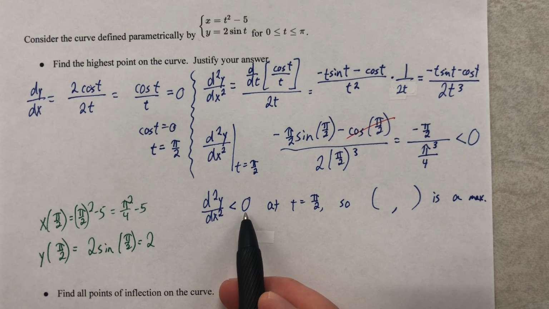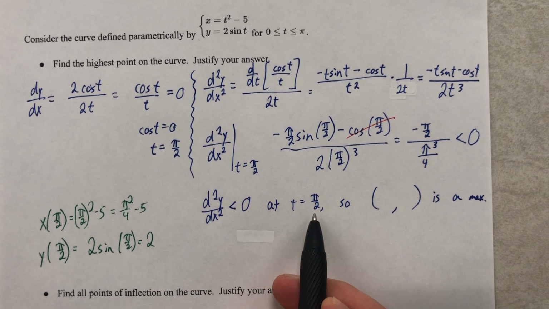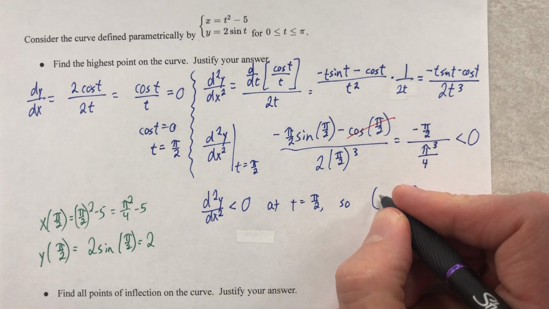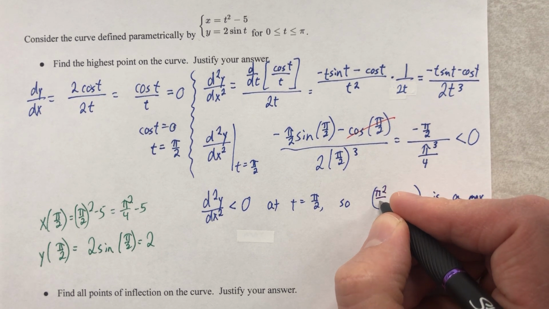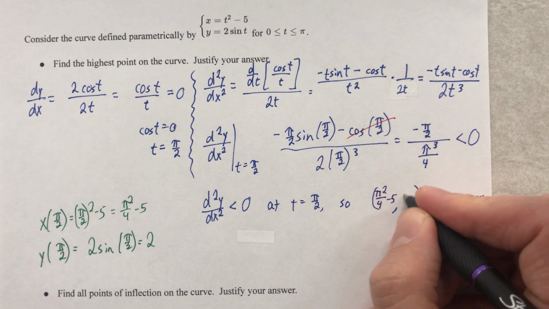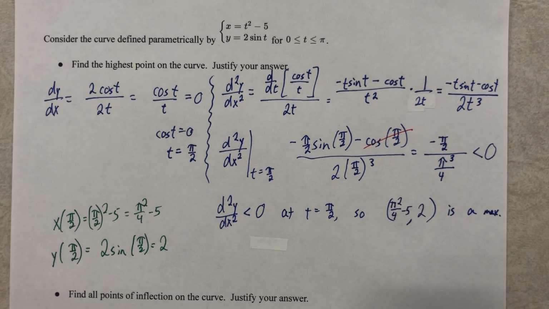So final answer is the justification where we found the highest point. Because the second derivative is negative at that t value, we have this coordinate written in the wrong color. Oh no. As a maximum.